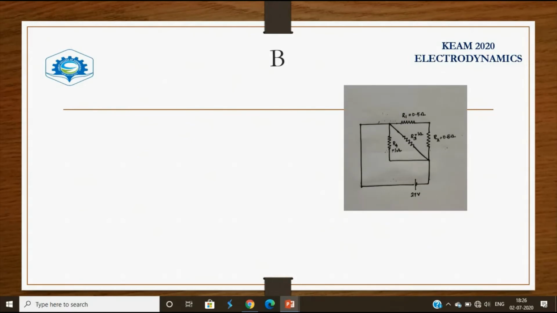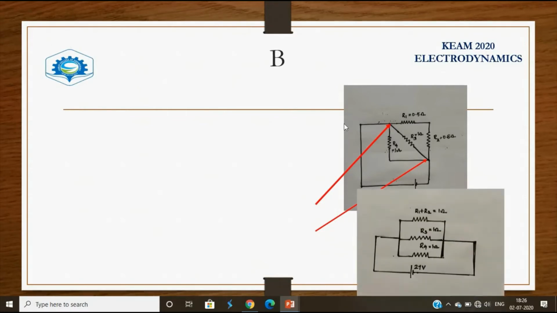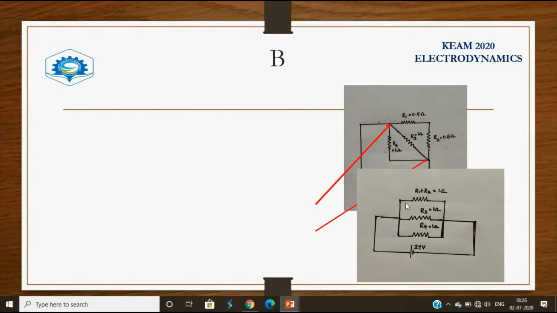Now we have the circuit which consists of 4 resistors, and which is connected to a 27 volt battery. From these 2 points, the circuit can be redrawn like this. So this is R1 plus R2. The effective resistance is 0.5 ohm plus 0.5 ohm, which is equal to 1 ohm, and R3 which is 1 ohm and R4 is 1 ohm. So now the circuit is like this.